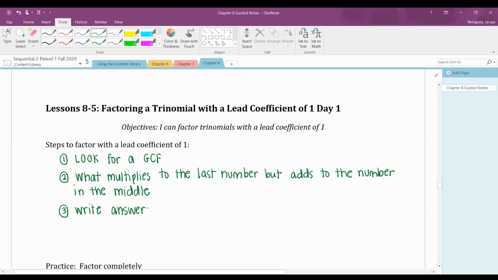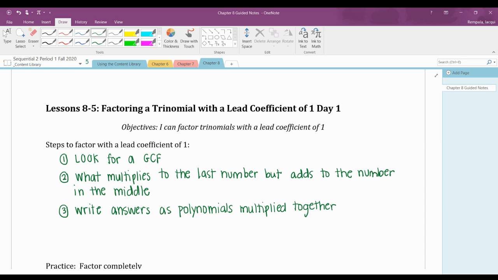Okay, and then finally, we always want to make sure that we are going to write our answers as polynomials being multiplied together. So like the objective said, we're starting with a trinomial, so 3 different terms being added or subtracted together, but at the very end, our answer should be multiplication. We're going to be multiplying polynomials together.